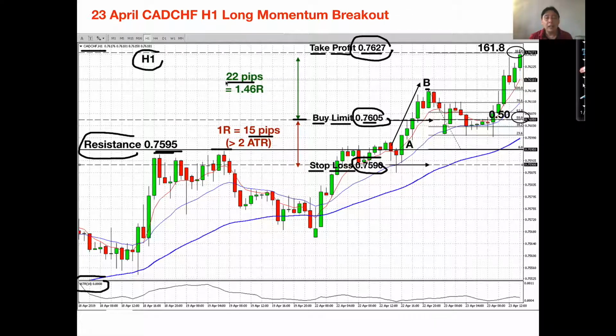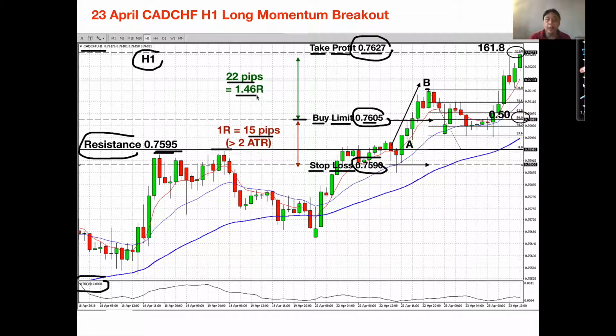So 22 divided by 15 is 1.46. So in this particular trade, I'm risking 1 R to make 1.46 R. Okay, so reasonable trade. Wish it could be higher, but it is what it is. If you want to take it, you can still take it.